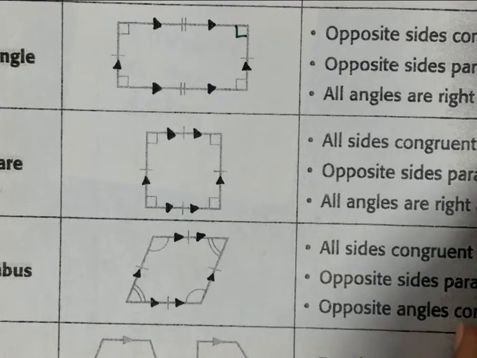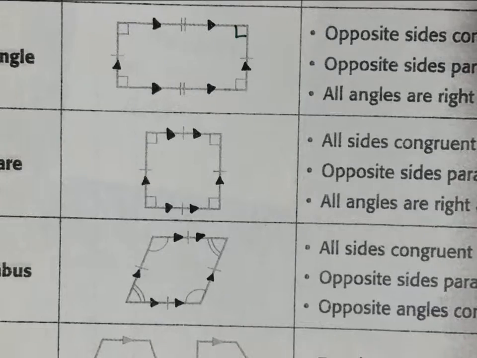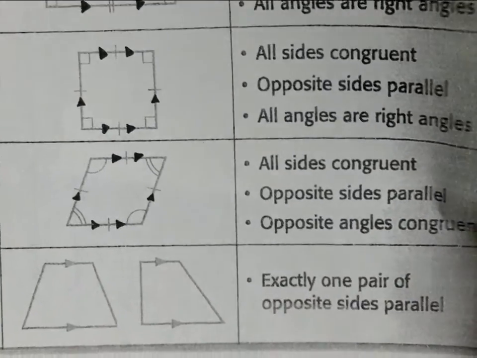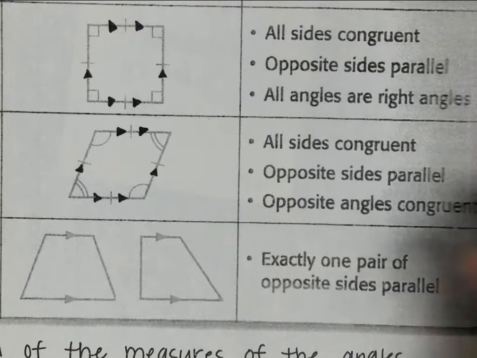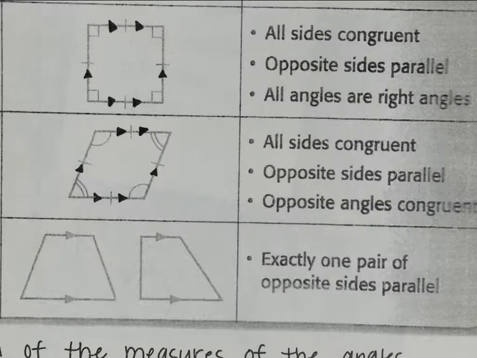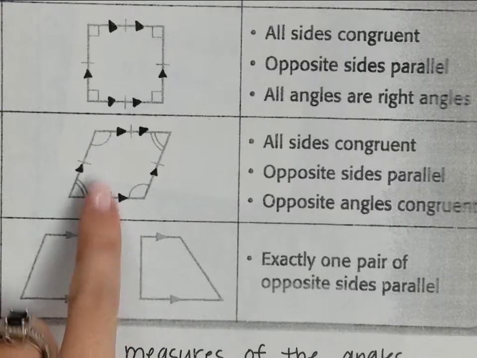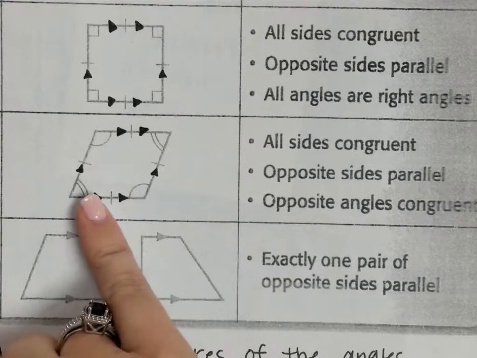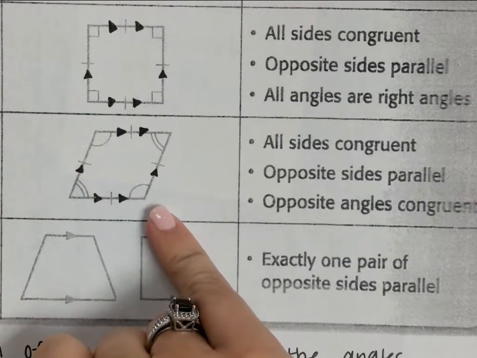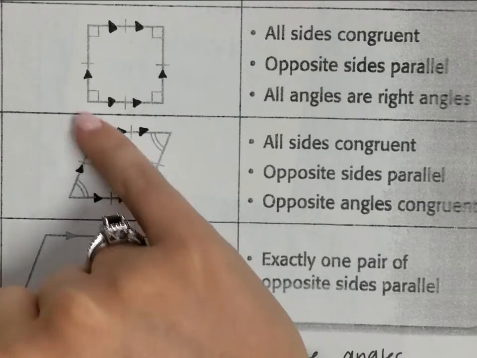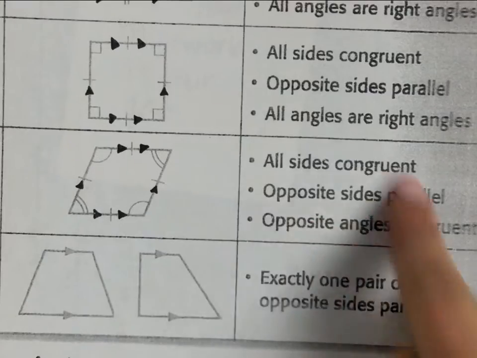And then we have a rhombus that kind of looks like a square that's just tilted a little bit. It's similar to a square, except it doesn't have all right angles. It has congruent opposite angles. So all sides are still congruent. Opposite sides are parallel. And then opposite angles are congruent. Okay, so that's all these symbols are telling you exactly what is over here.